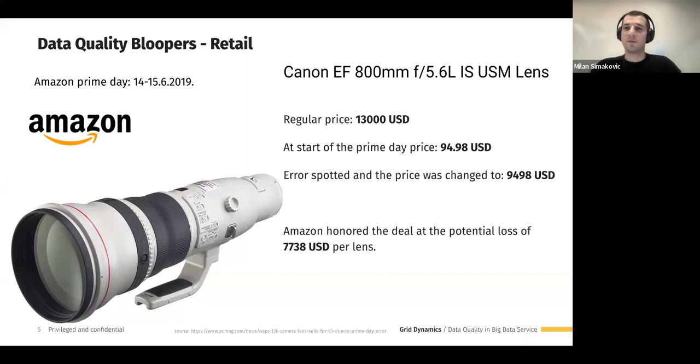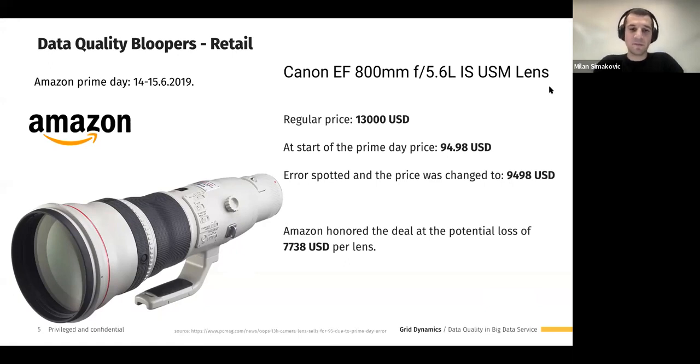Amazon celebrates Prime Day, which is between the 14th and 15th of June. And they had one very funny situation, funny for us, not for them, in 2019, when they decided to give some discounts. They gave a discount for a particular Canon lens from 30,000 euros to 94 euros. I didn't count how much that is percentage-wise, but we can see that it's really a lot.